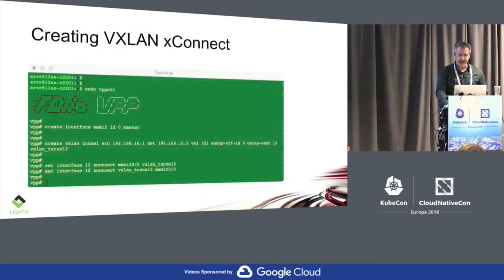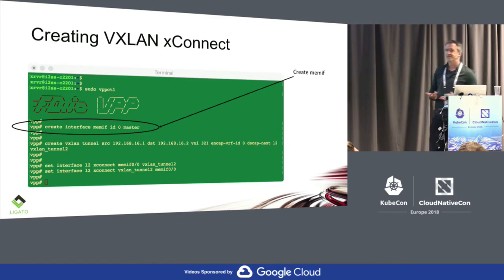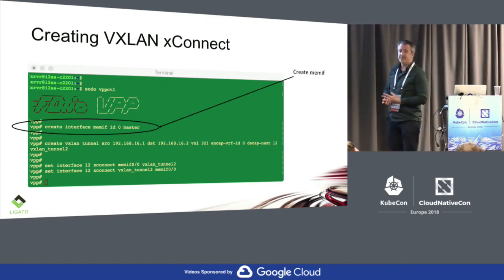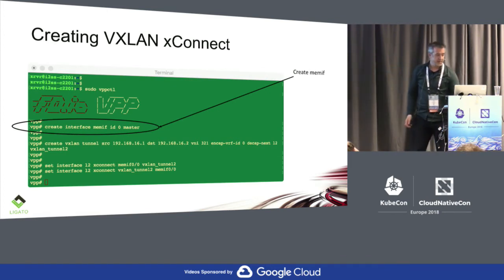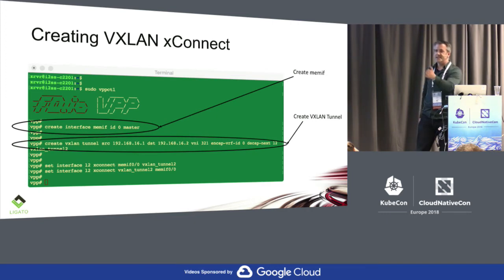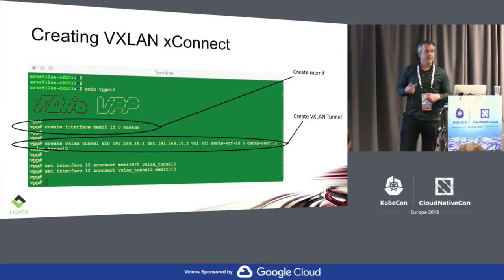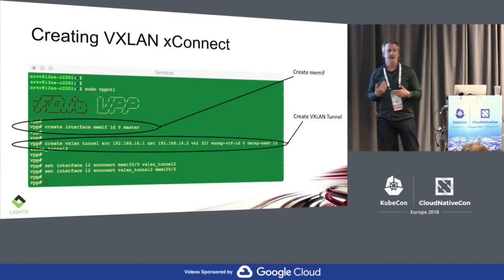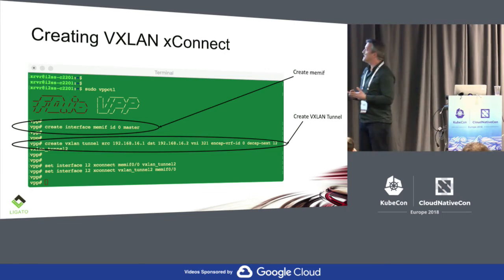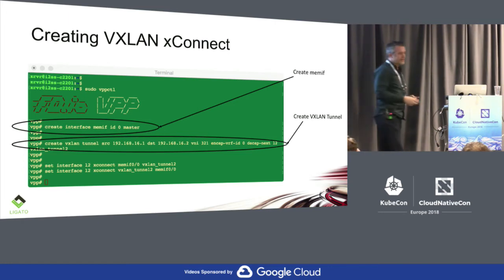And then, how do we do this? And again, back to a CLI diagram. So the first thing you want to do is create your memif. The next thing you're going to do is create your VXLAN tunnel. The funny thing with the VPP CLI for VXLAN tunnels is you don't know at the point you create it what the number of the tunnel is going to be. So that actually gets returned to you when you create it.